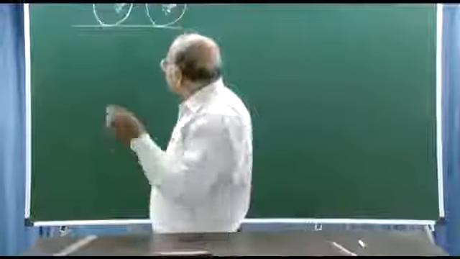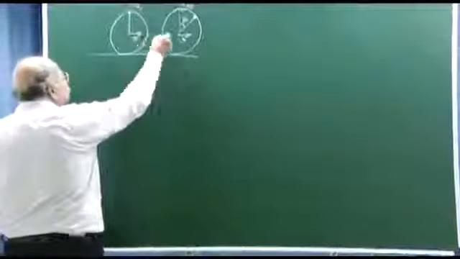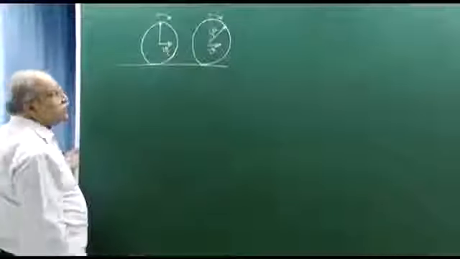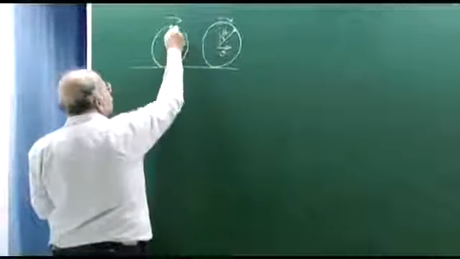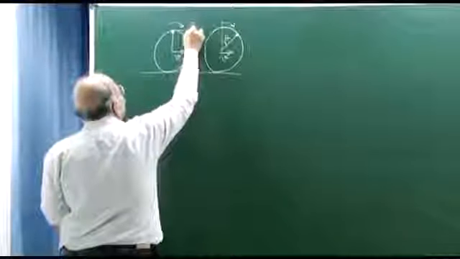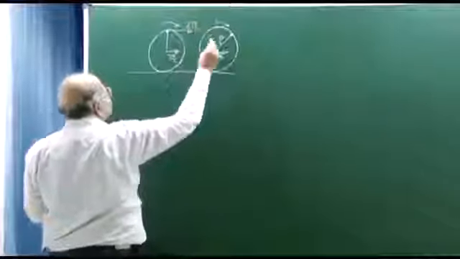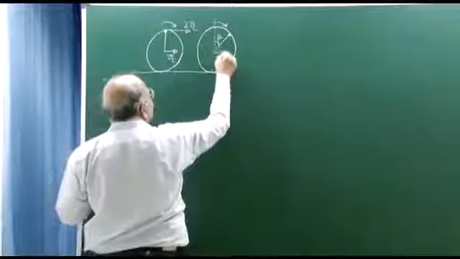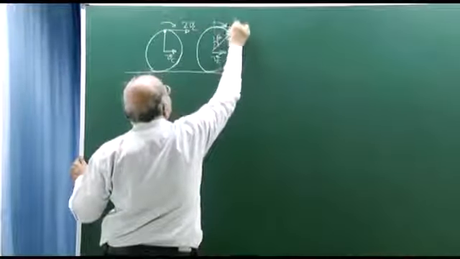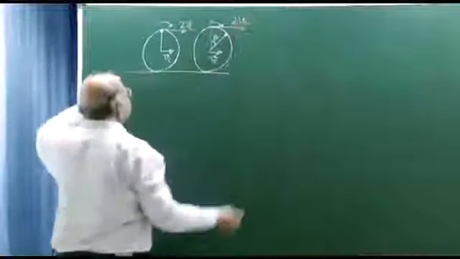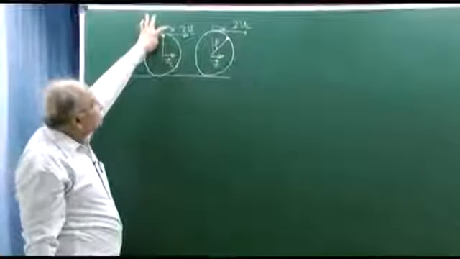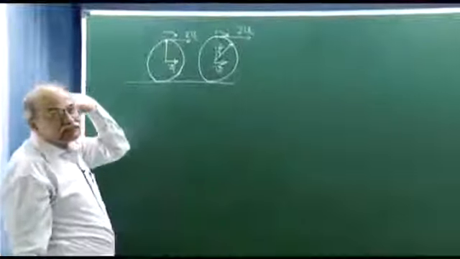So, in this condition, if this center is moving with some velocity, say Vc, V center, then at this time this top is moving with a velocity which is 2 times Vc. So, this is moving with velocity Vc, and this is moving with a velocity 2 times Vc. Whichever point is at the top at a given instant, that must move with this velocity.